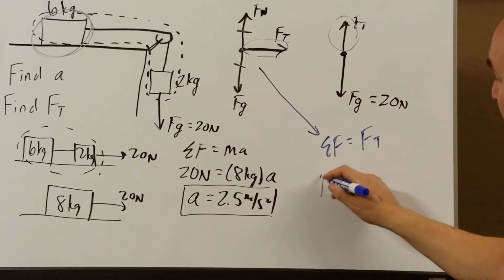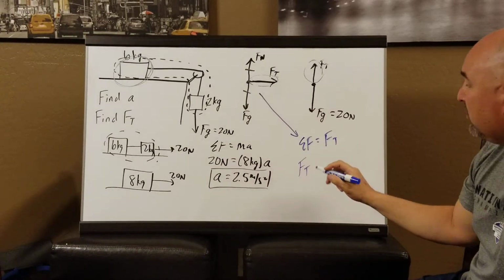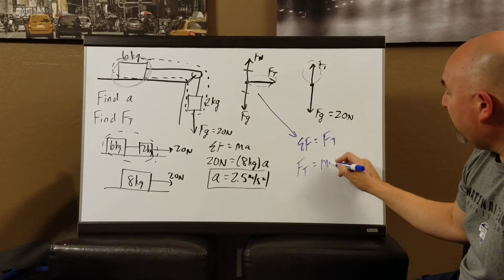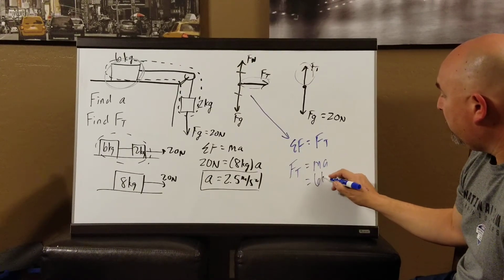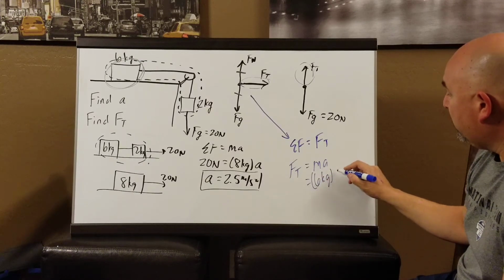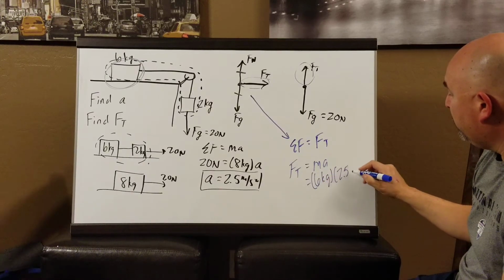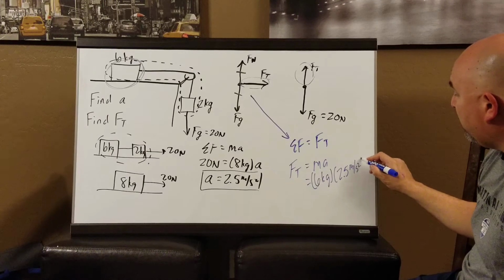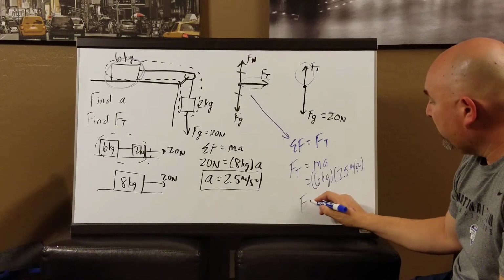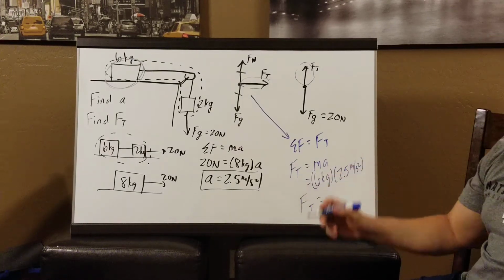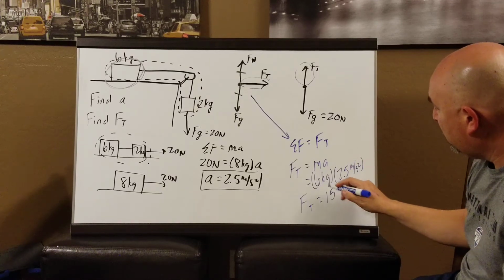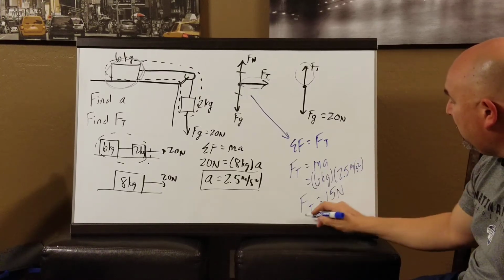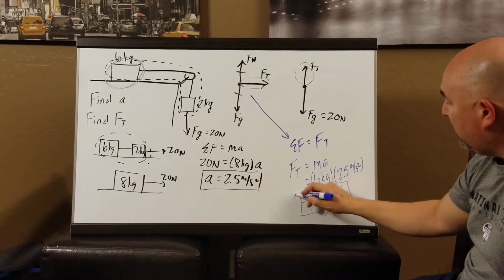So Ft in this case, which is my sum of the forces, is equal to mass times acceleration, which is 6 kilograms times 2.5 meters per second squared. And I just plug that in. So 6 times 2.5 is 15 kilogram meter per second squared, which is a Newton. And I figured out my tension.